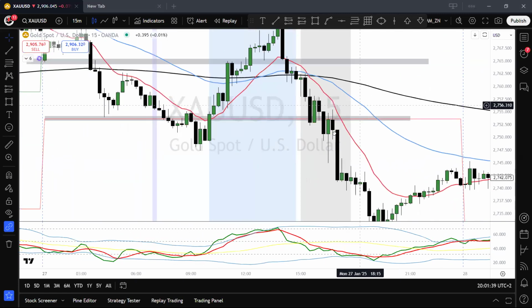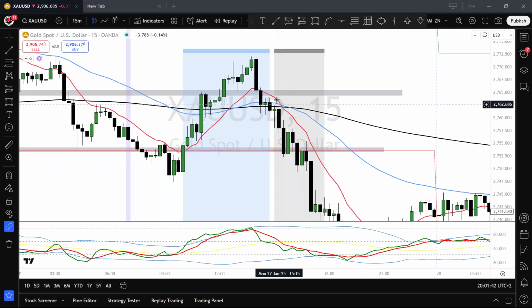From the 13 EMA, I'm looking for price to retrace into the 13 with a pin bar. I need to see a pin bar, a bearish engulfing, a doji, or an inside bar. Any of these four candles.